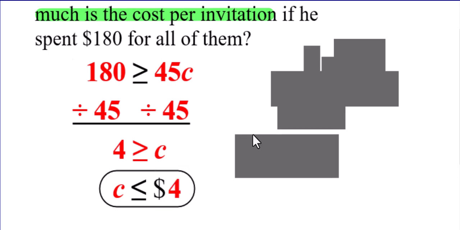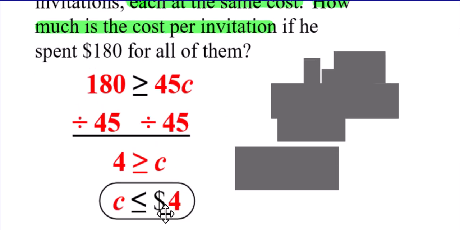And then please put the label. Since it's the cost per invitation, we should put dollars here. C is less than or equal to $4. If you need to hit pause to fix your work, please feel free to do so.